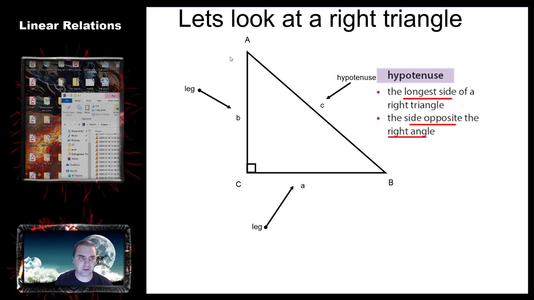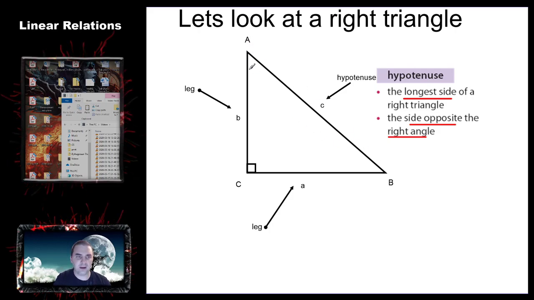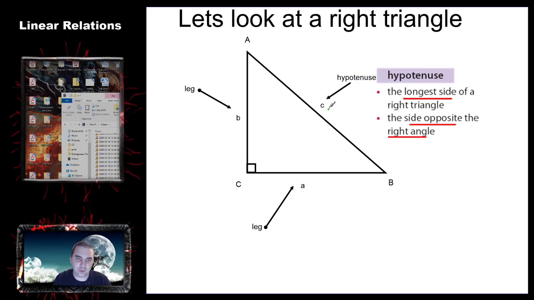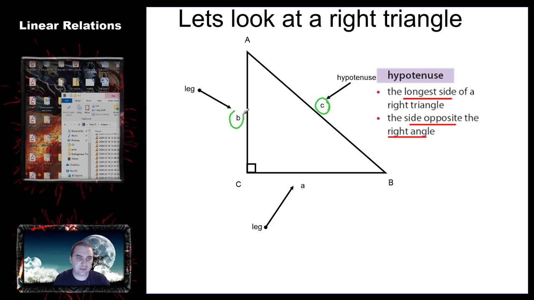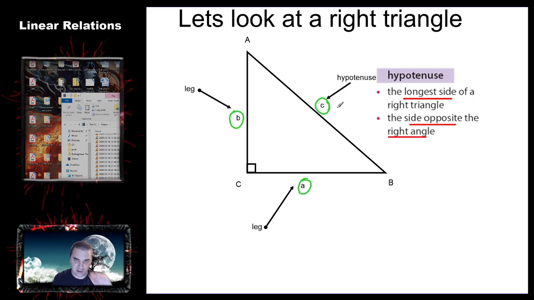Starting to look at a right triangle here. If you look at these sides, you'll see that there's one long side and two shorter sides. The two shorter sides we call legs. The longest side is called the hypotenuse. It's a funny name, like hippopotamus, hypotenuse, I don't know. You'll usually call it C, and the legs will be A and B.